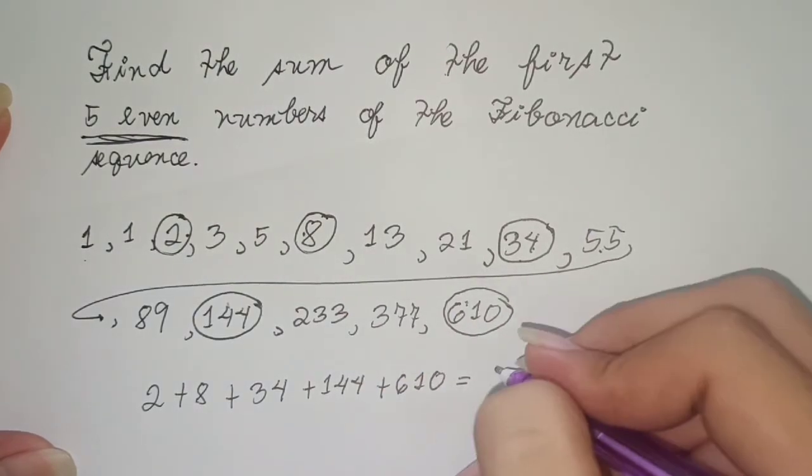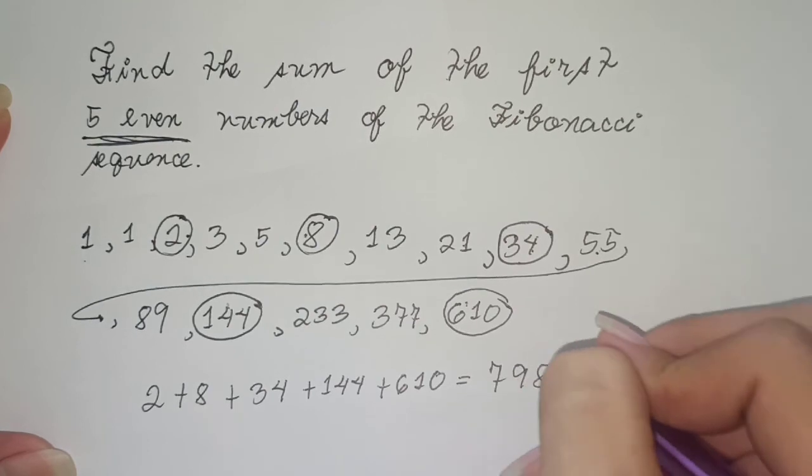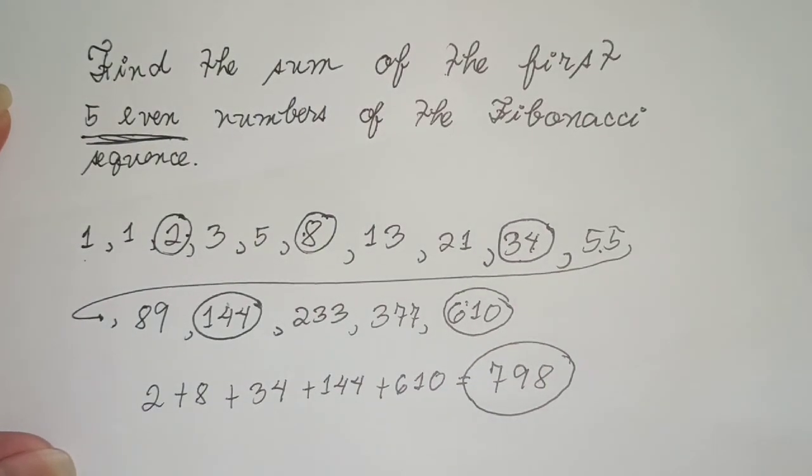Then, just simply add them all. The answer is 798. So the sum of the first 5 even numbers of the Fibonacci sequence is 798.